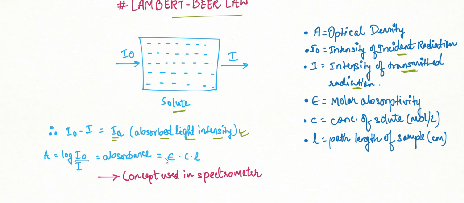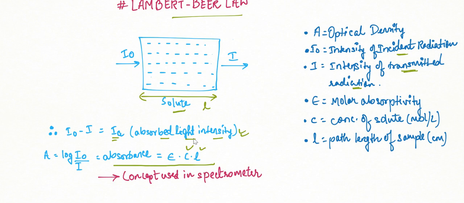And according to the Lambert Beer law, this absorbance can be correlated with the concentration of the solute as well as the length which the light is traveling. So if we say that this is the length that the light is traveling, this is L, so the absorbance is proportional to concentration and the path length.